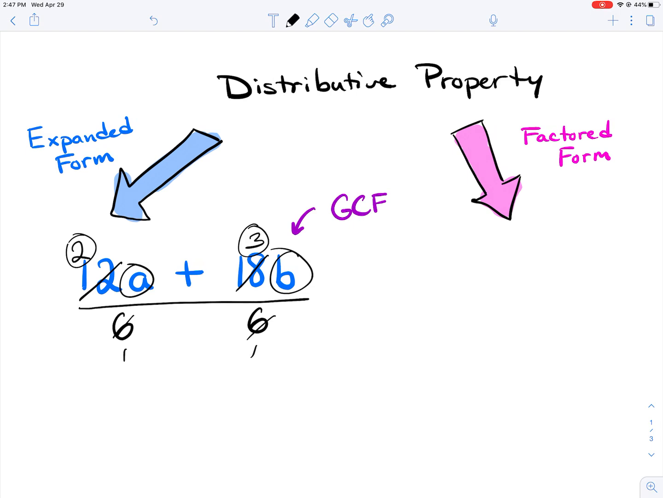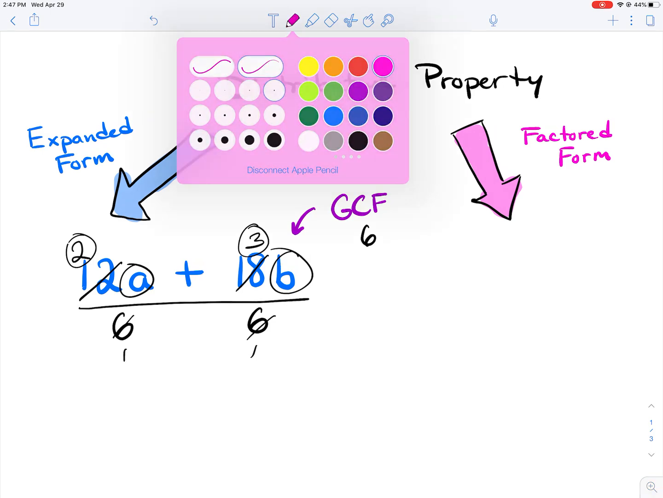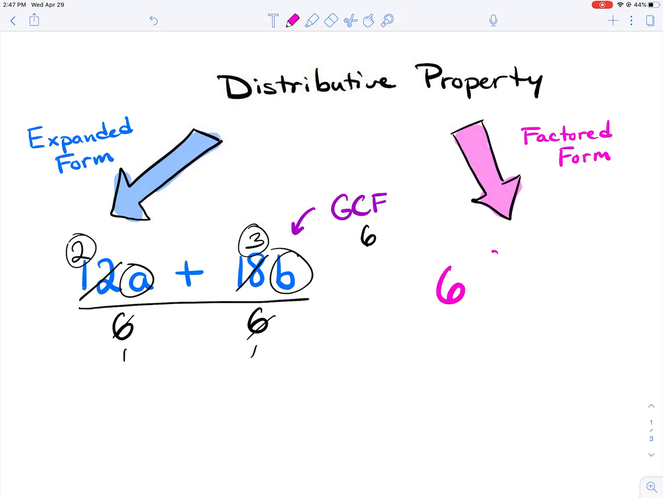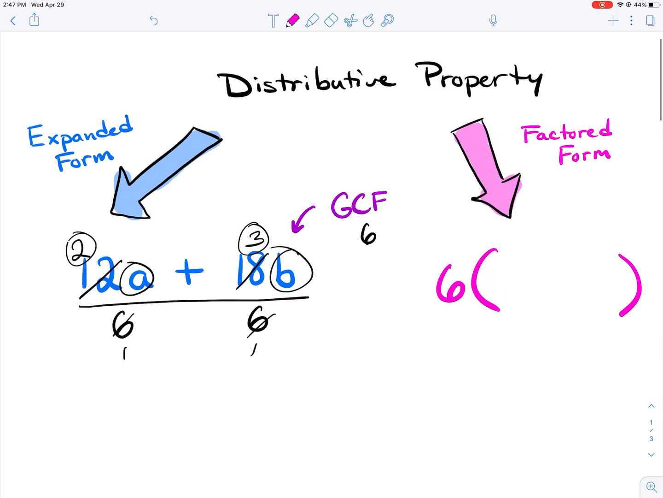So the way that we write this in factored form is we take our GCF, which we said was a 6, and we put it on the outside of the parentheses. And then we just rewrite everything that was left over after we divided by 6. So we had a 2a on the left, and we had our plus sign, and then we had our 3b on the right.